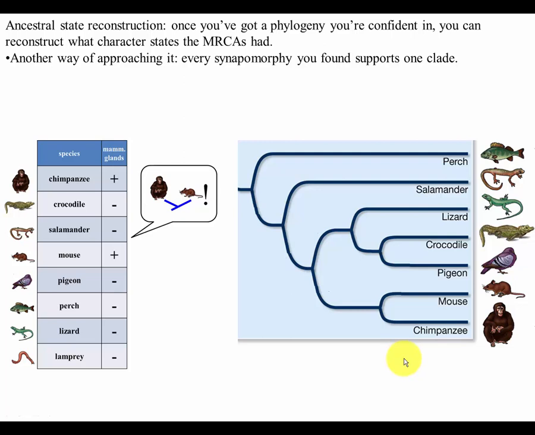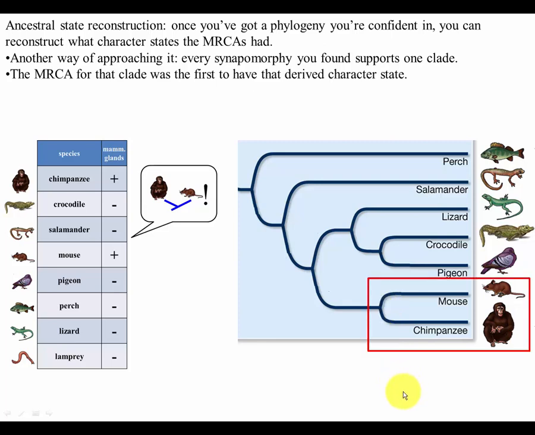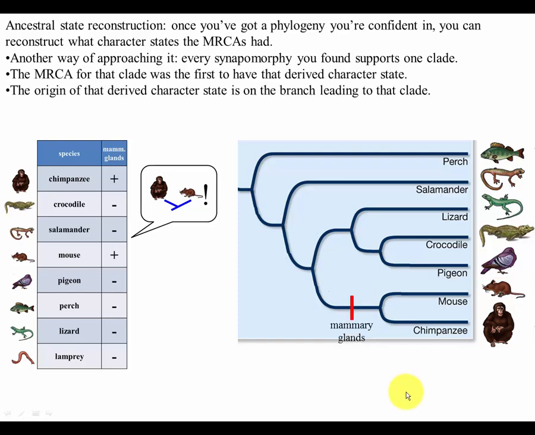Okay? Another way of approaching it, you remember that one synapomorphy, like mammary glands, supports one clade. Here's the group of organisms that share the synapomorphy. This implies that you can stretch that box back past the most recent common ancestor for that clade. It implies that this ancestor here was the first to have that derived character state. And so the tick mark that denotes the evolution of that character state ought to go there.